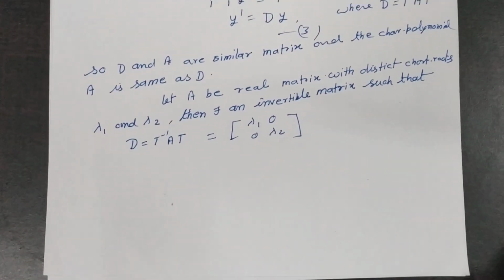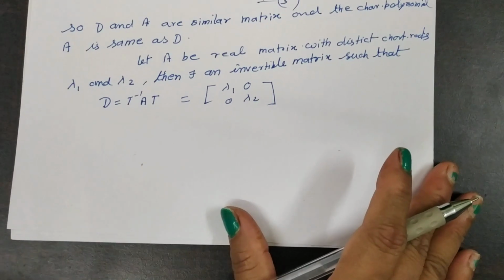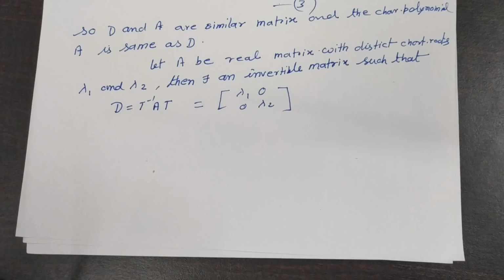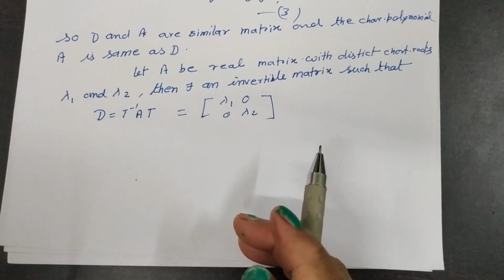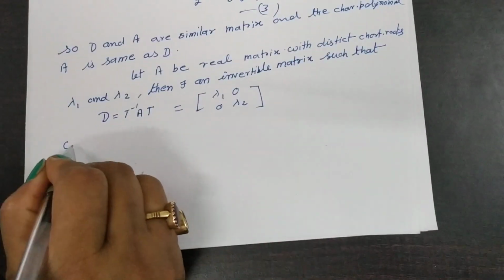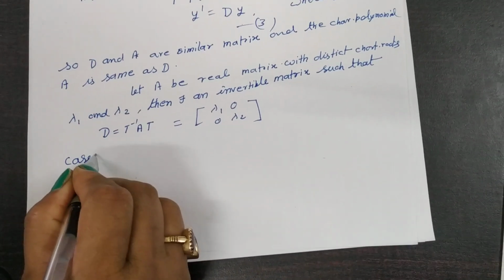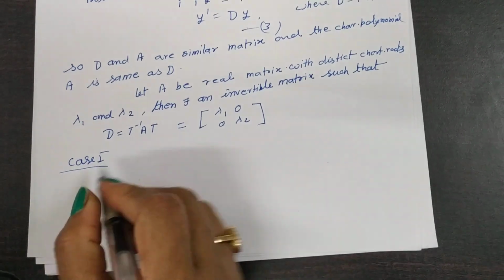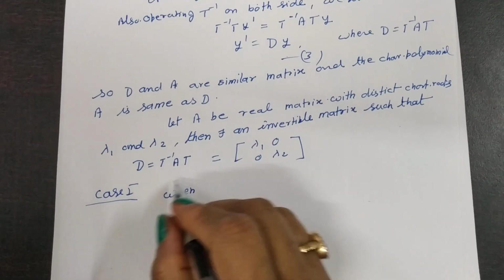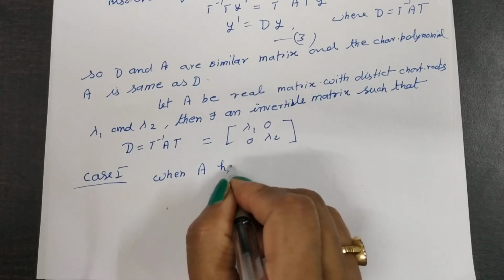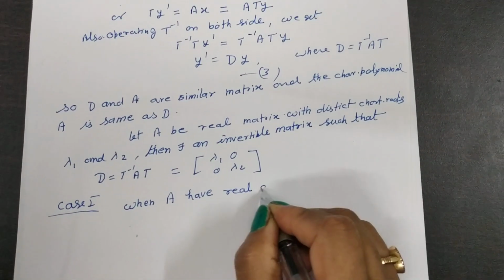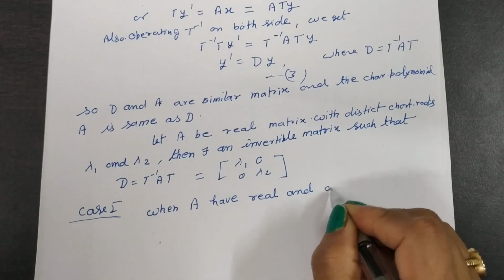Now we start all of the cases. That is, we define all different types of lambda 1 and lambda 2, real or distinct roots, and so on. So we define the first case. Case 1, when A has real and distinct roots.